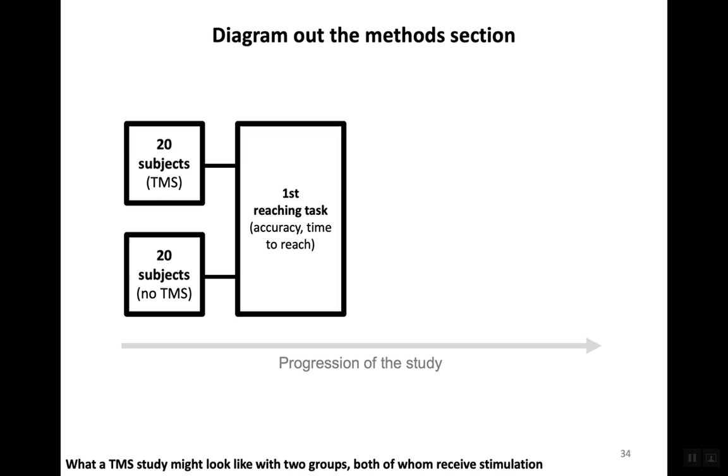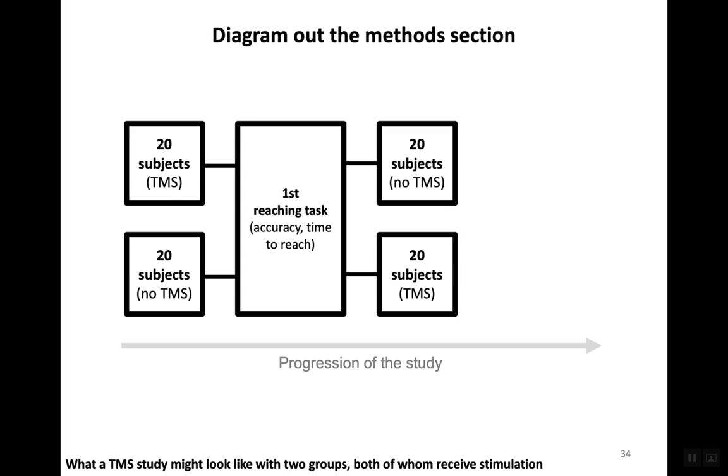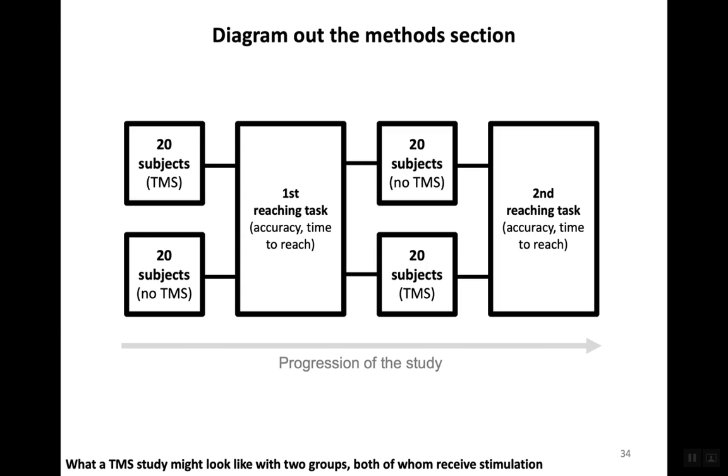And then we're going to proceed with all of these 40 participants to measure accuracy and reaction time in a reaching task. So let's say participants need to extend their hand to reach and touch an object. So this is what happens in the first stage. Then in the second stage, 20 of these participants will be performing the same task while TMS disrupts activity in a cortical region associated with motor control, let's say, while the other 20 subjects perform the task a second time without TMS.